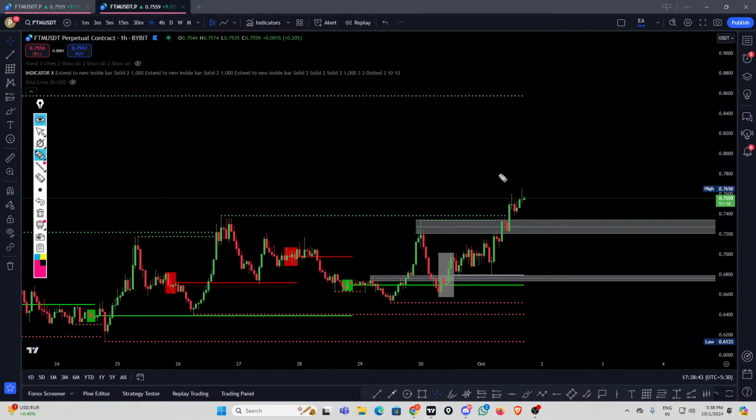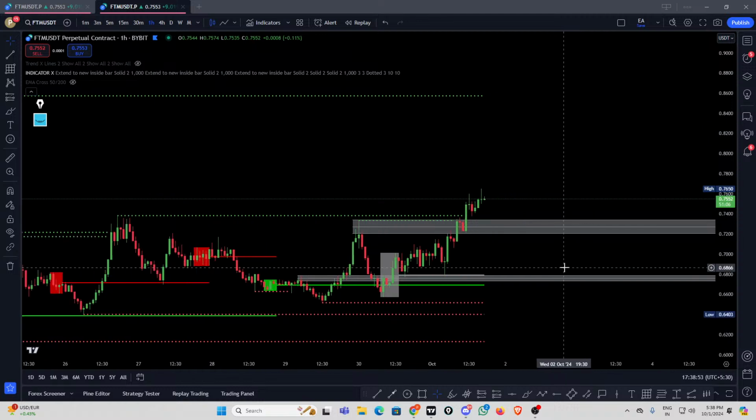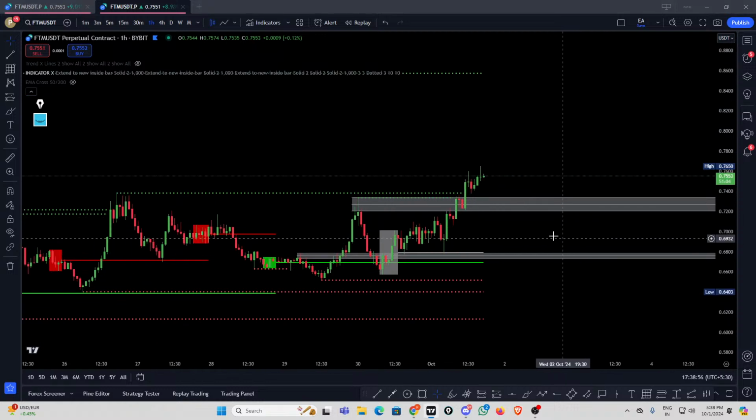But to reach here, it won't reach it very easily. It will take some time to reach here, correct? So it will zigzag, then it will reach. Don't worry, according to the daily Trend X, we can take our trades.